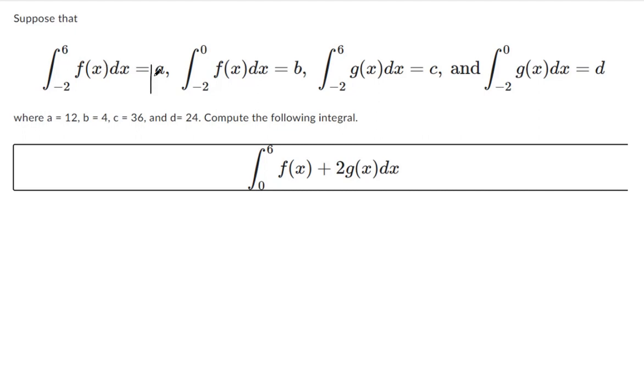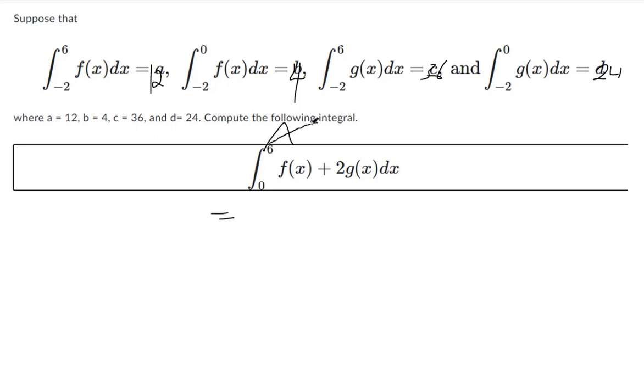Okay, so they told us this sum is 12, B is 4, C is 36, and D is 24. So they wanted you to just practice the integral operator.